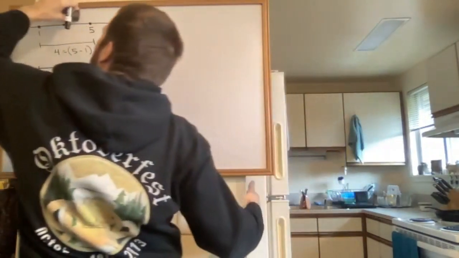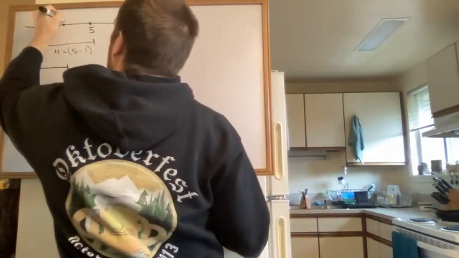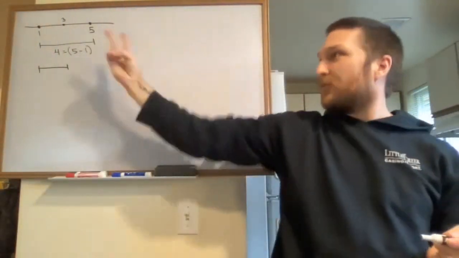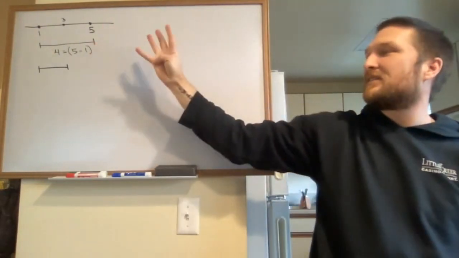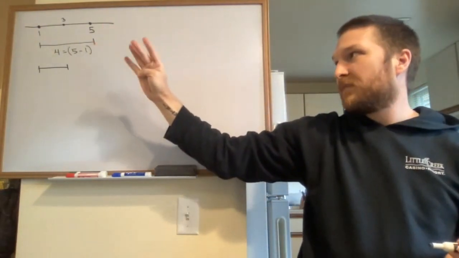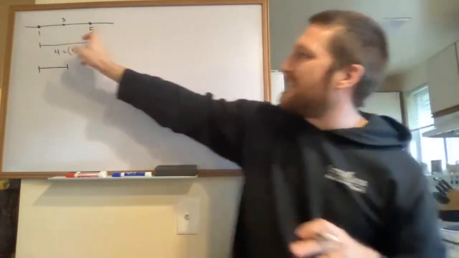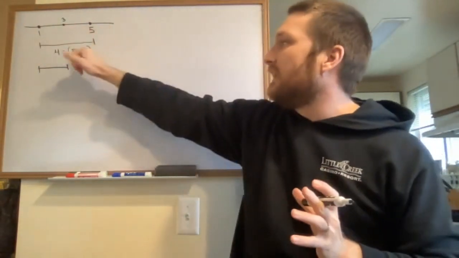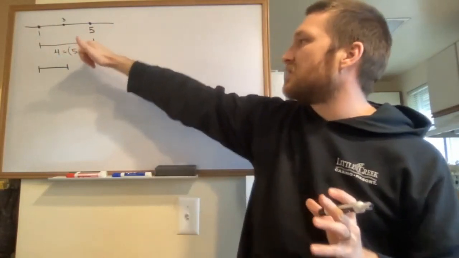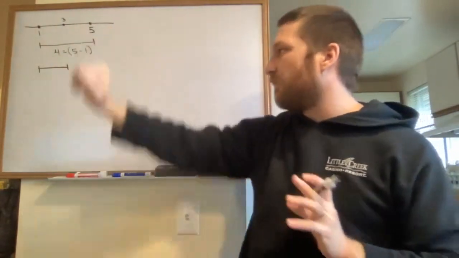But from 5 down to 1, you go from 1 to 2, and that's 1, 2 to 3, and that's 2, 3 to 4, and that's 3, 4 to 5, and that is a total of 4. So in general, the distance between two numbers on a line is the bigger number minus the smaller number. And so we have 4.